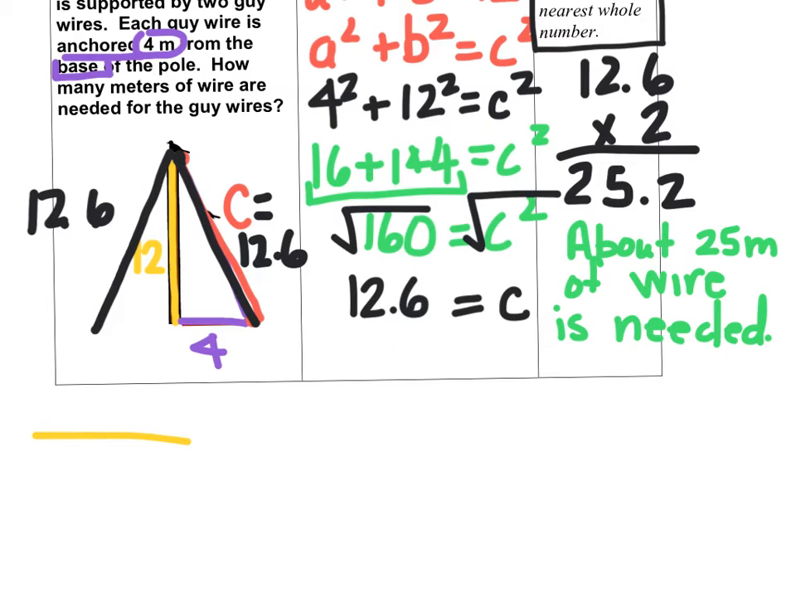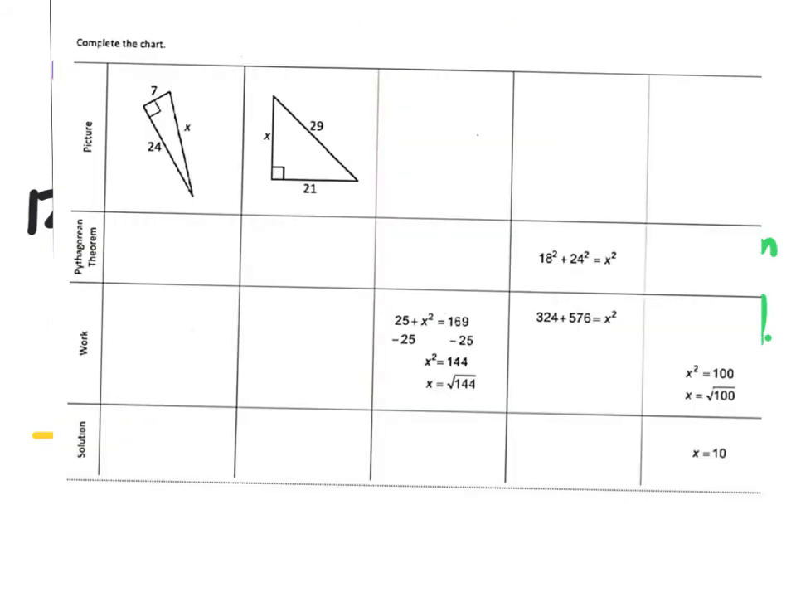Let's turn to the last page of notes. In this, you'll have like missing pieces of a puzzle. You have a picture, you have the use of the Pythagorean theorem, you have work, and you have your solution. Let's begin with the picture. We have 7, 24, and x. You need to figure out which one is your hypotenuse.